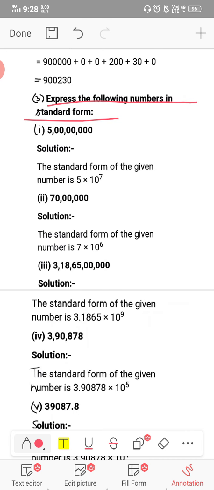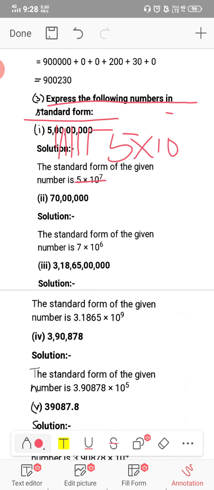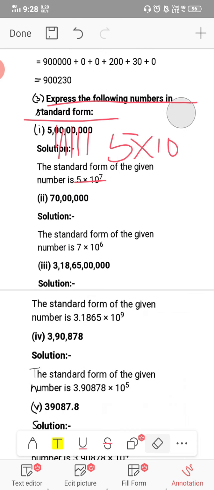मैंने आपको बताया था स्टैंडर्ड फॉर्म में हम क्या करते हैं, 10 टू द पावर रेज करके उस डिजिट को लिखते हैं मल्टीप्लाई करके. ठीक है. सो वी विल राइट इट 5 इंटू 10 टू द पावर 7 बिकॉज वी आर हैविंग 7 zeros 1 2 3 4 5 6 and 7. So we will write it 5 into 10 to the power 7 just like that. In the other parts we will do.